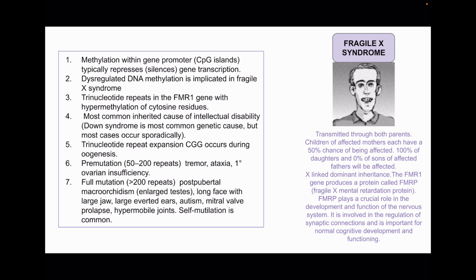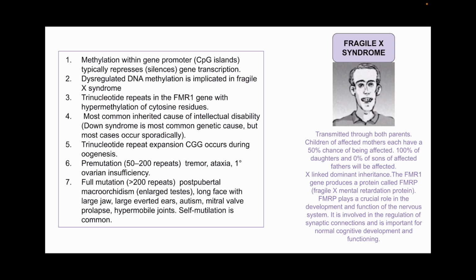Most common inherited cause of intellectual disability. Down syndrome is the most common genetic cause, but most cases occur sporadically. Trinucleotide repeat expansion CGG occurs during oogenesis. Remember, this is really important. The trinucleotide repeat expansion CGG occurs during oogenesis.